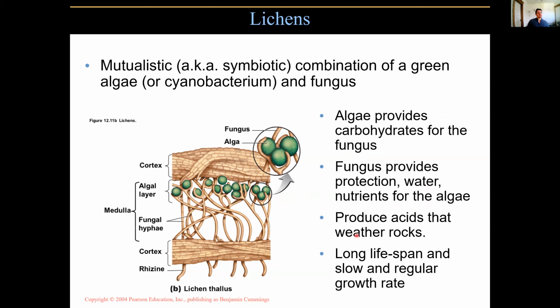So these lichens will produce acid that can weather rocks, and then they can absorb some of the nutrients from the rocks. So what type of heterotrophs would they be, or chemotrophs, or where would they fall on that spectrum? You guys should know this by now. These organisms typically also have a long lifespan, and they have a slow and regular growth rate.